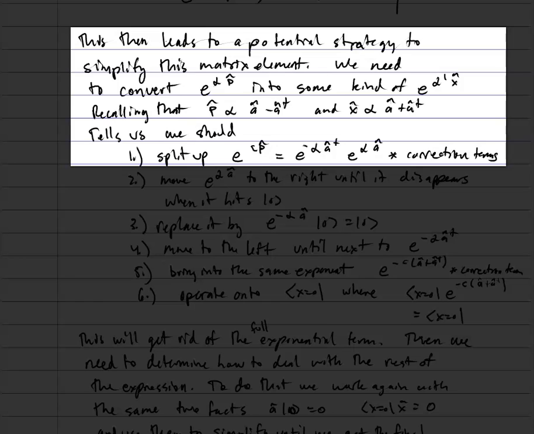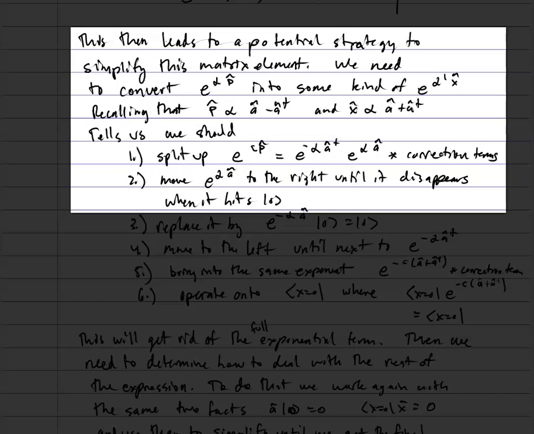We should take our e to the some constant alpha times p hat and rewrite that as e to the minus alpha a dagger, e to the alpha a, times some correction terms. You see, we'll have to use BCH to do that, because we're taking two operators in the exponent and rewriting it as the two factors, e to the a times e to the b. Then I'm going to want to take my e to the alpha a and move it to the right, using things like the Hadamard lemma, until I can get it next to e to the alpha a times the state 0, where it's going to disappear. It will be replaced by the number 1.